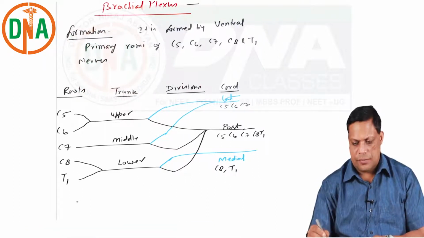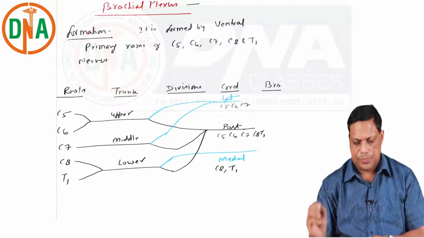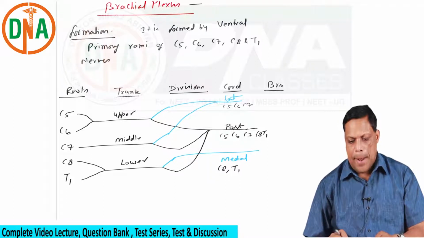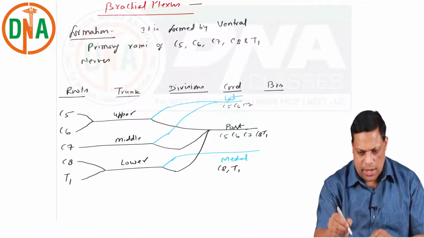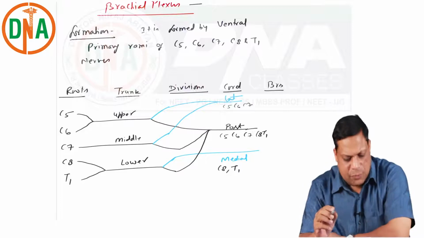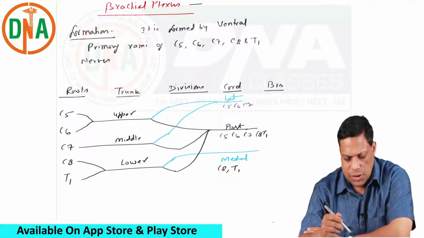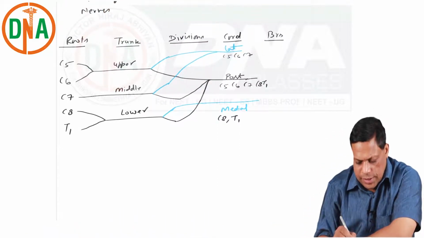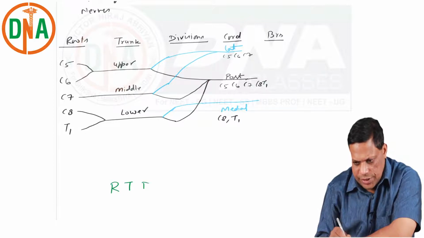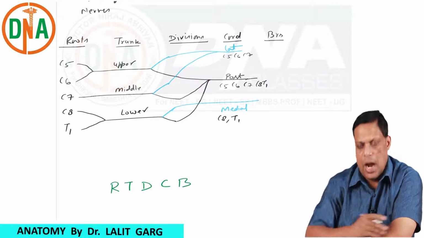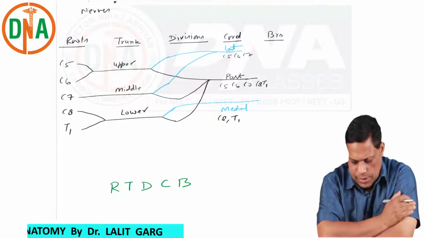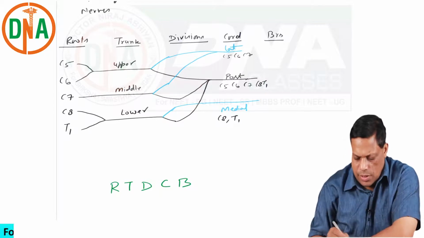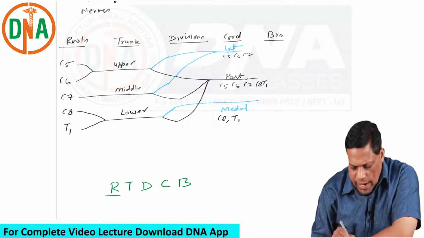Now these cords give branches. So we will discuss what are the branches of these cords. First of all, we have to keep in mind roots, trunks, division, cord and branches. For that purpose we make a mnemonic and its name is RTDCB. RTDCB. It is ready to drink chilled beer. Clear? So this is the root and trunk.